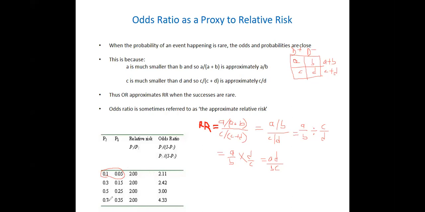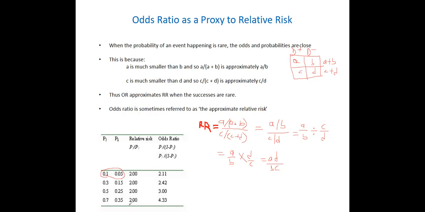Let's start from this one. Disease is 70% here among the exposed, 35% among the non-exposed. So 70%, half of it is 35%, so it's two times more likely. It's 50% here, 25% here, still double. It's 30% here, 15% here, still double. It's 10% here and 5% here, double.